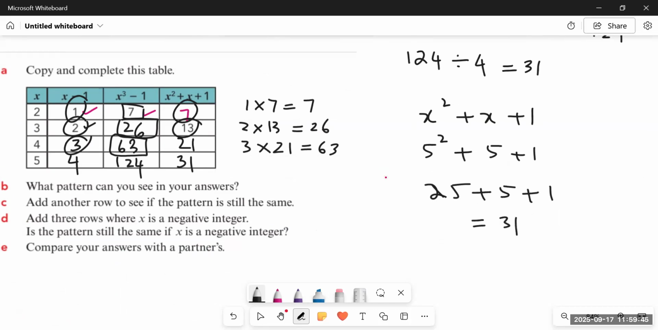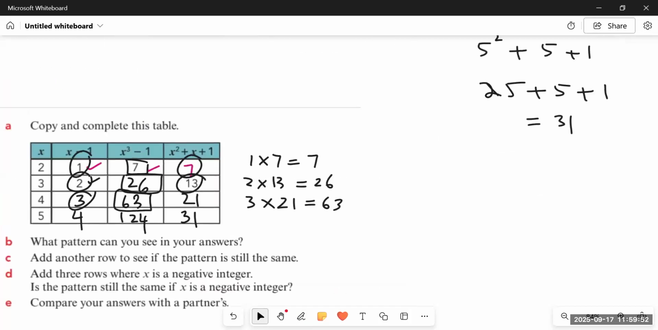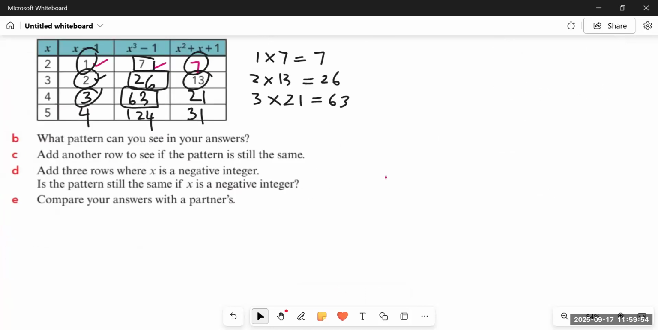Now we have to add another row to see if the pattern is still the same or not. Okay, yes, let's add one more over here. Let's take 6, you see, and then the x minus 1 would be 5.